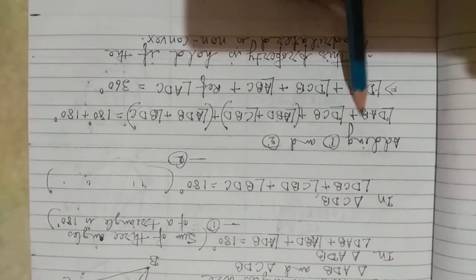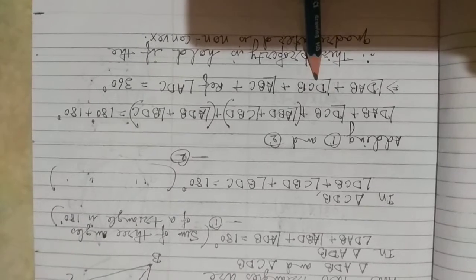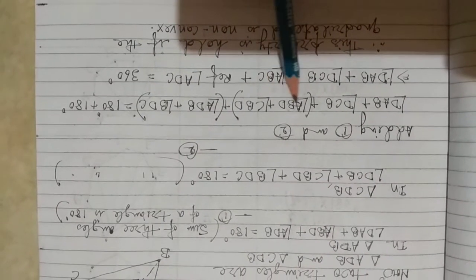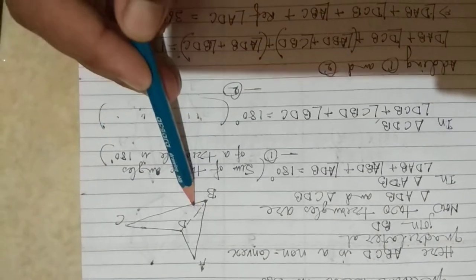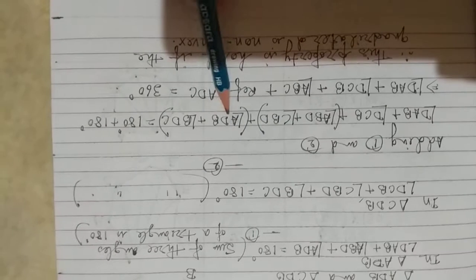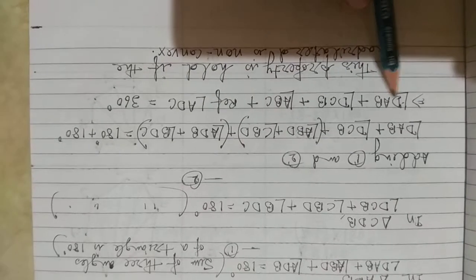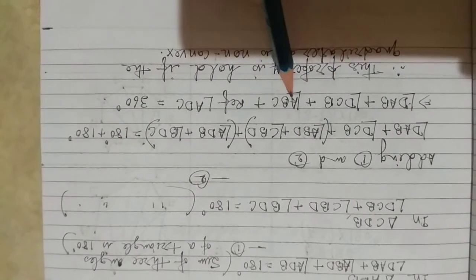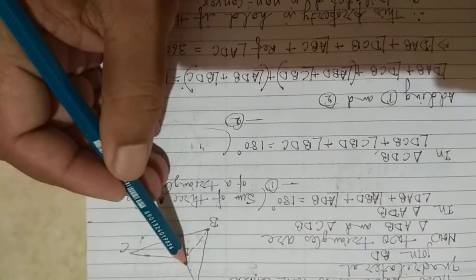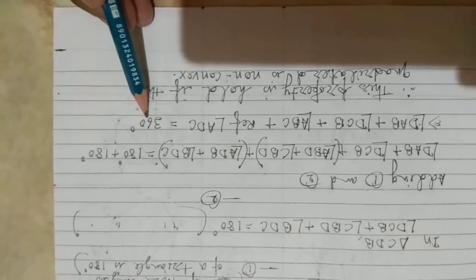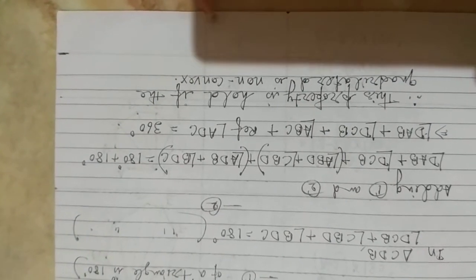Now DAB plus DCB, and the sum of these 2 angles ABD plus CBD equals angle ABC in the figure, and the sum of these 2 angles equals this angle. That means DAB plus DCB plus ABC plus reflex ADC, reflex ADC meaning this angle, equals 360 degrees. So the property holds even if the quadrilateral is not convex.